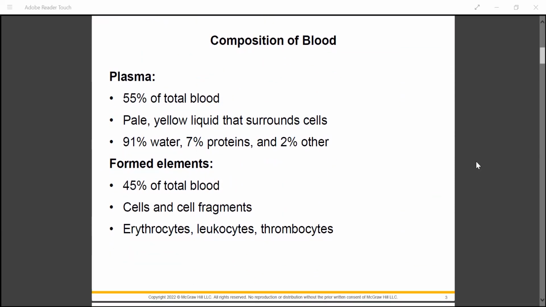So the actual makeup of our blood, plasma is the fluid portion, and this is a majority of the blood, about 55%. It's a pale yellow liquid. It's mostly water, about 91% water, but there's also proteins and then some other dissolved substances within the plasma as well. We then have our formed elements. So these are going to be our actual cells and cell fragments that make up the other 45% of our total blood. And these are composed of erythrocytes, which are red blood cells, leukocytes are white blood cells, and then we have our thrombocytes, which are also known as platelets.